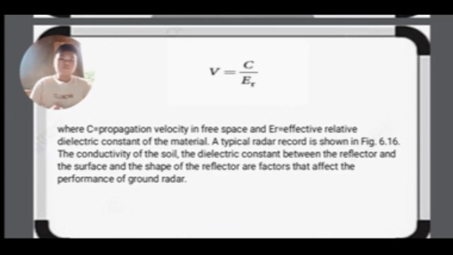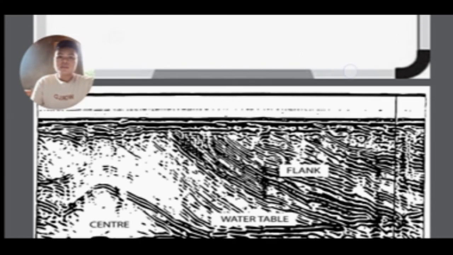And also, this formula is V equals C over the square root of E sub R, where C is the propagation velocity in free space, and E sub R is the effective relative dielectric constant of the material. So this typical radar record is shown. The conductivity of the soil, the dielectric constant between the reflector and the surface, and the shape of the reflector are factors that affect performance of the radar. So, this is an example.